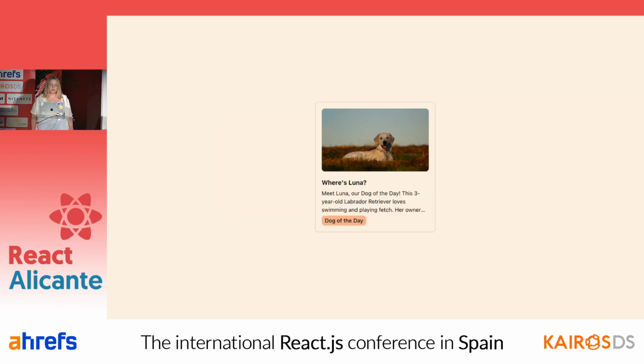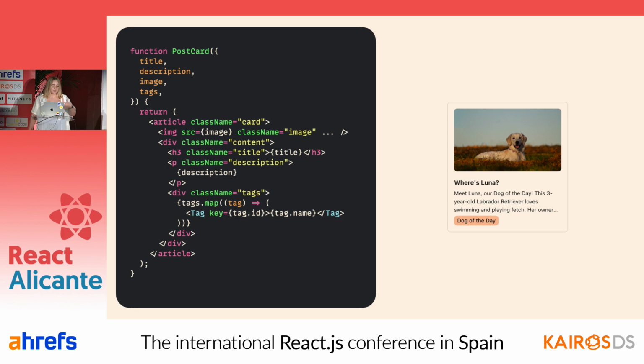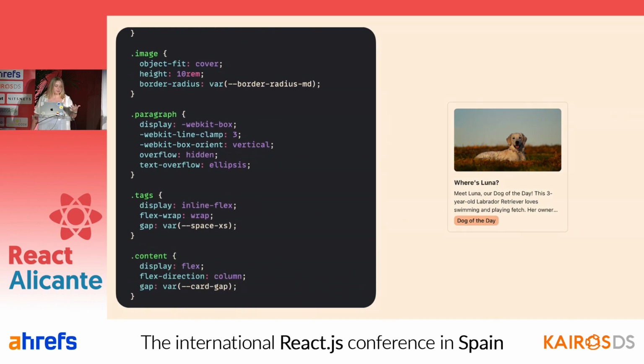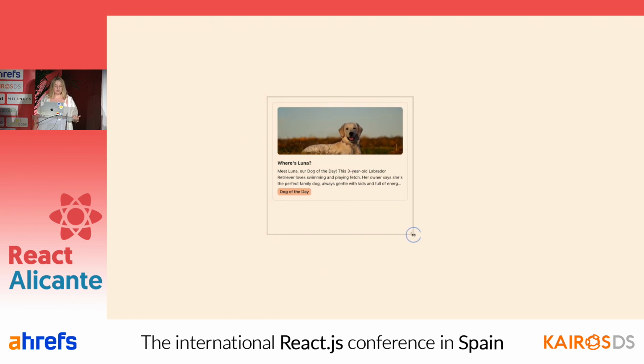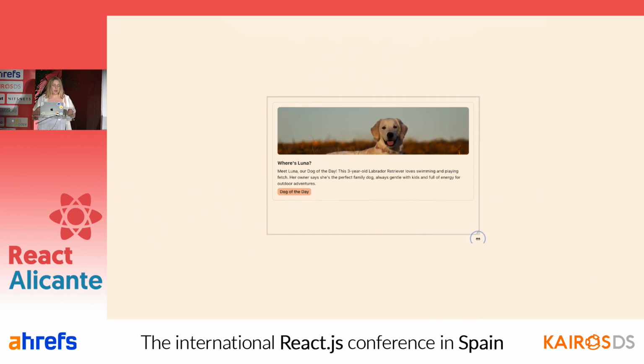Let's look at an example. We have this post card that just displays a post. It is a quite simple React component. We have some markup, and we have some CSS. However, if we try resizing this post card, you can see that on larger sizes, it starts looking very, very odd. So it would be great to adjust the layout.